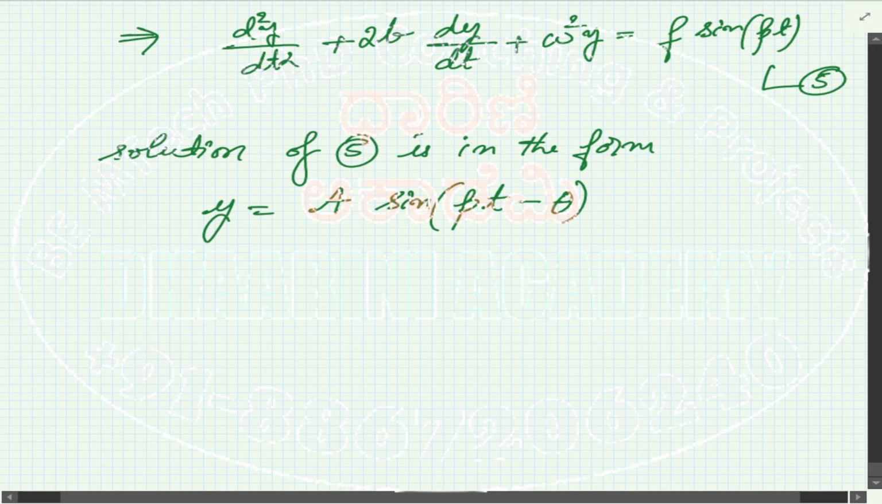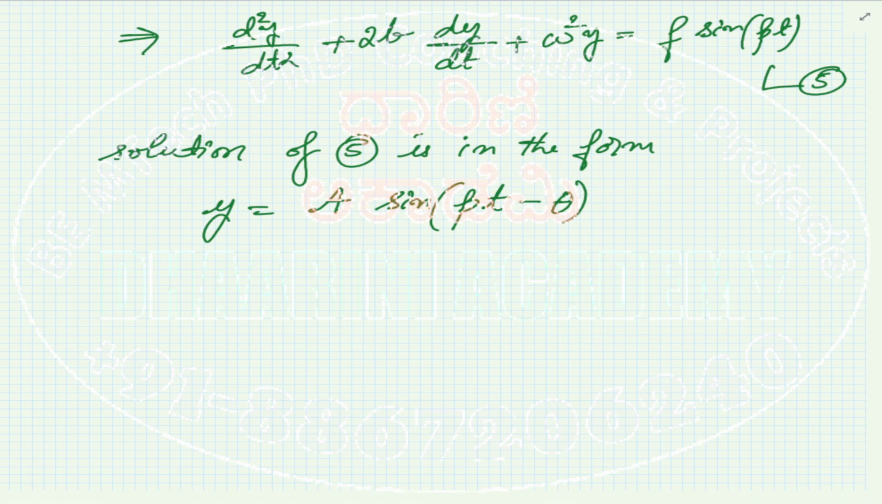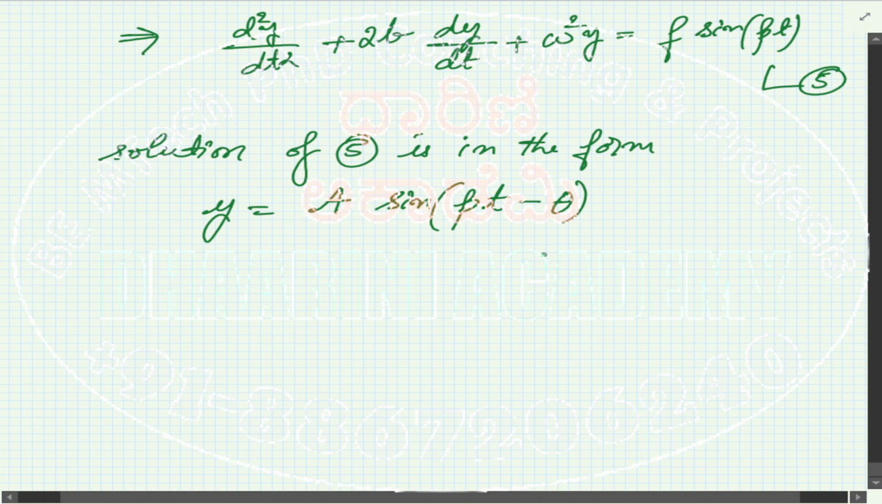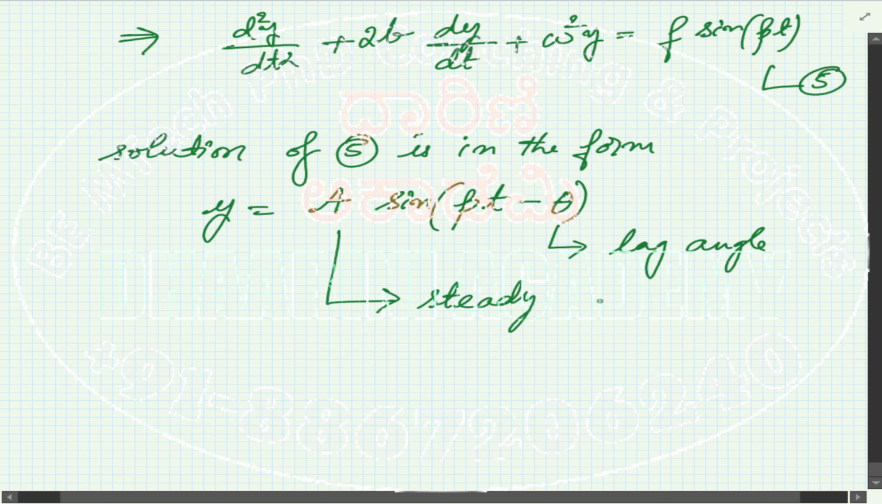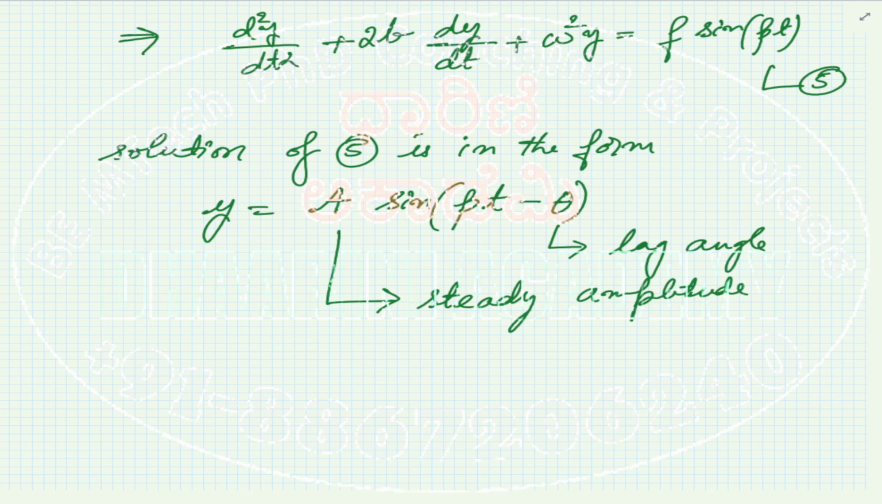Okay, it leads or lags. Normally it will lag, that's why it is minus theta, because as soon as you apply an external force, the effect of force will not be directly seen by the oscillating function, it lags by some angle. So this theta is the lag angle and this a is the steady amplitude of vibration.